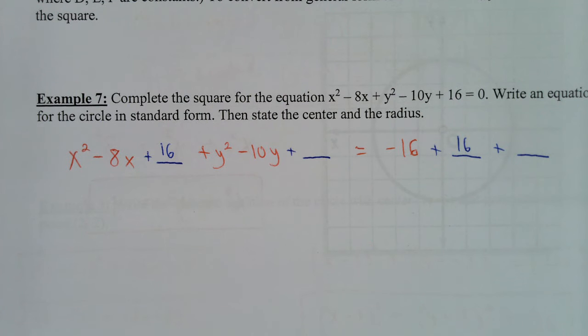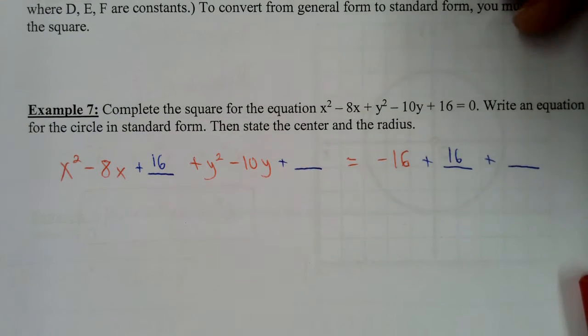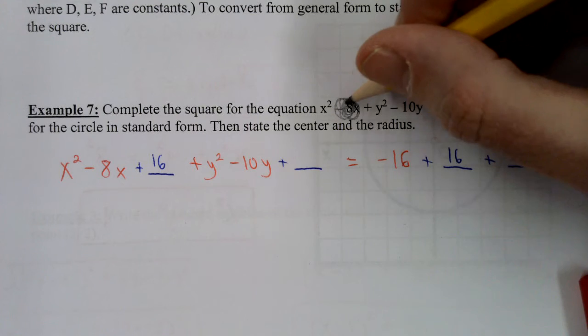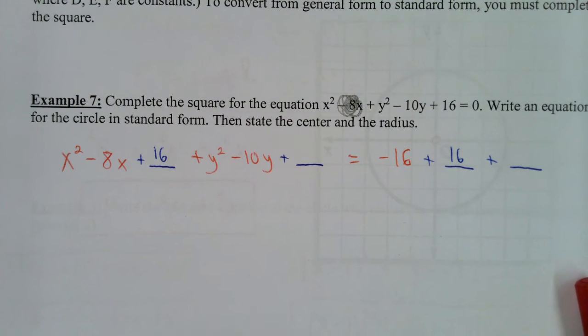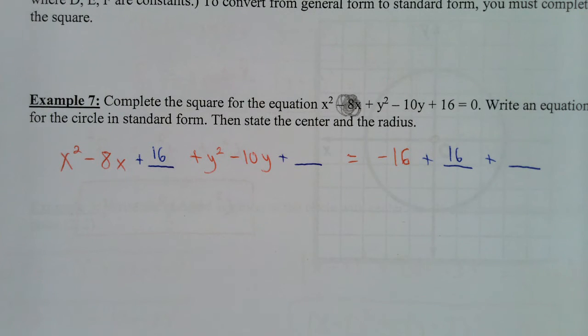Sometimes you might not have a linear term. Pretend that this term was not here. Then you would not have to do it for the x, you would only have to do it for the y, okay?